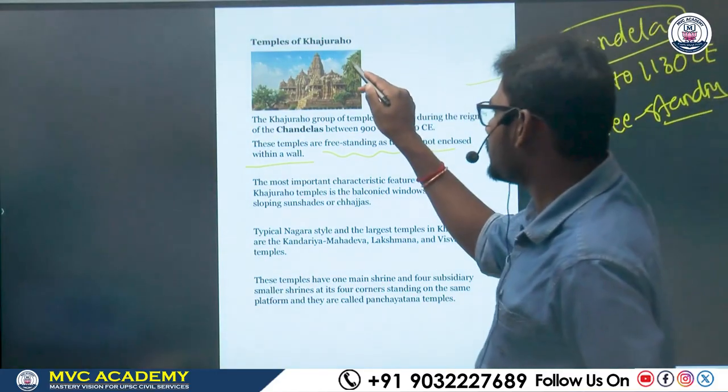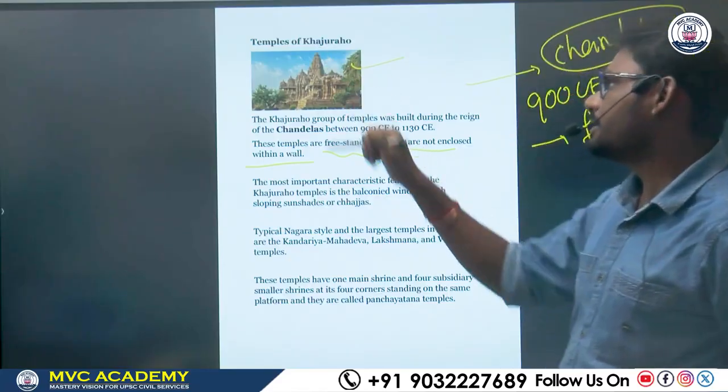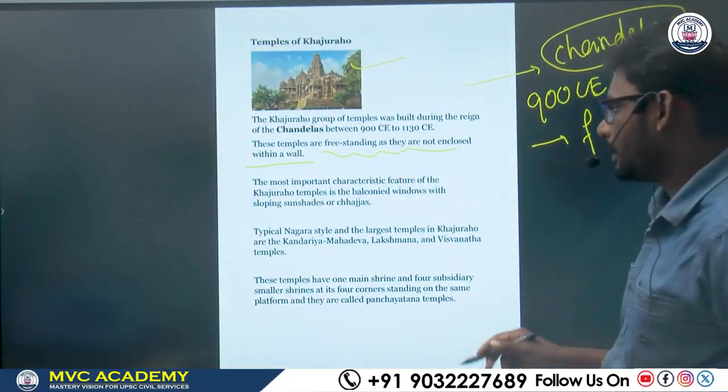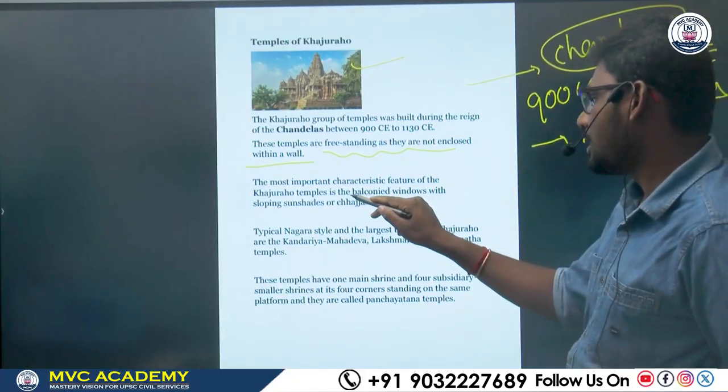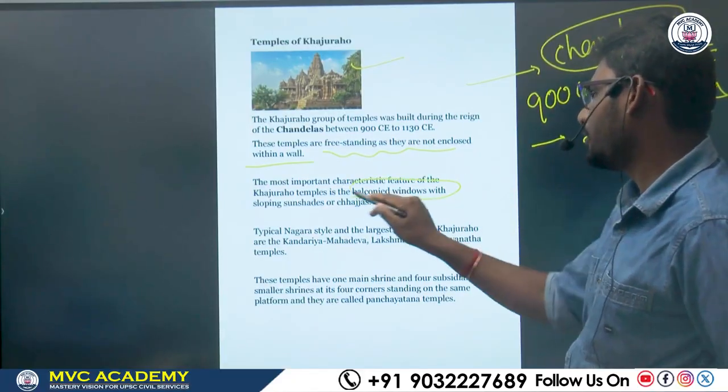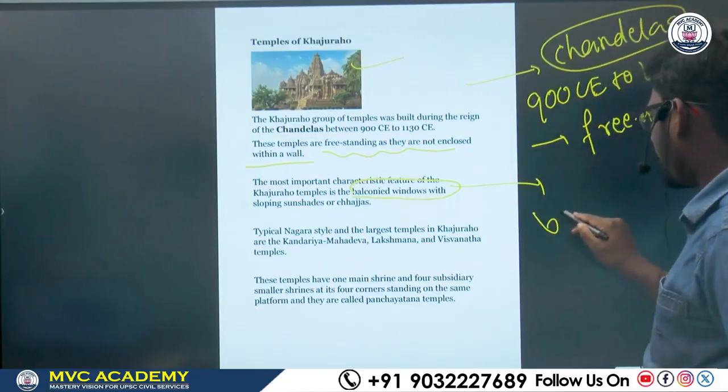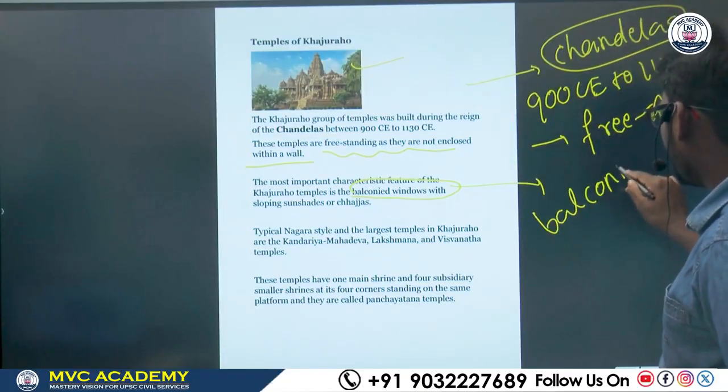Here you can see the example of Khajuraho temples. Next, the most important characteristic feature of the Khajuraho temples is the balconized windows. Here we are having balconized windows.